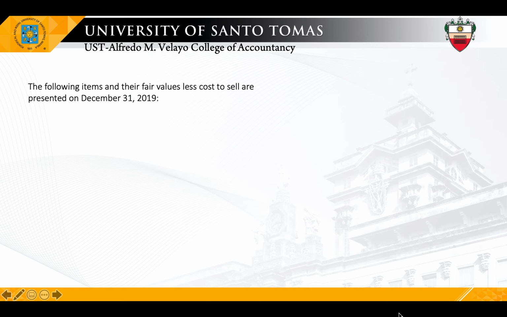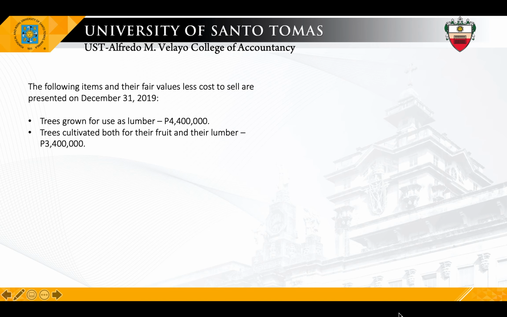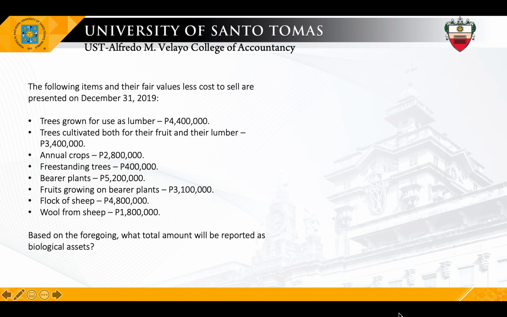Okay, so let's discuss problem 3. The following items and their fair values less cost to sell are presented on December 31, 2019. Trees grown for use as lumber, trees cultivated both for their fruit and their lumber, annual crops, freestanding trees, bearer plants, fruits growing on bearer plants, flock of sheep, wool from sheep. Based on the foregoing, what total amount will be reported as biological assets? So, actually, we already know the classification of bearer plants, that's PPE. Fruits growing on bearer plants, BA. Flock of sheep, BA. And wool from sheep, inventory.